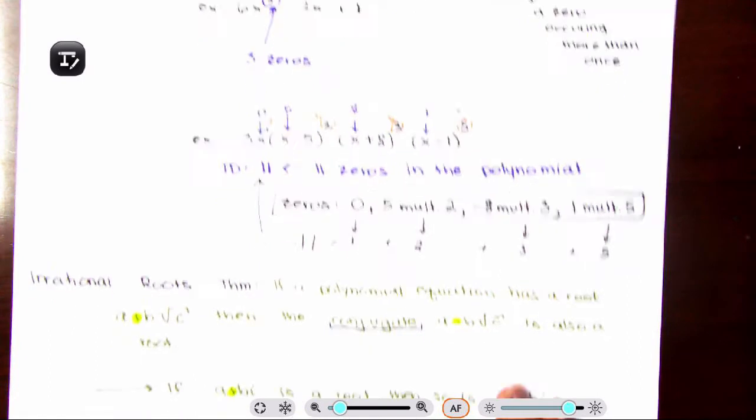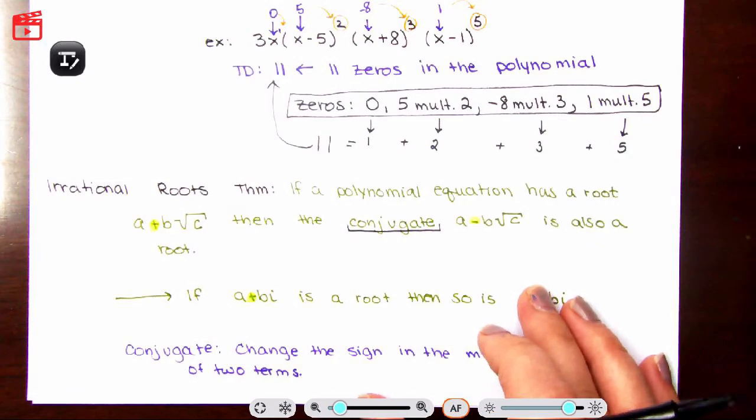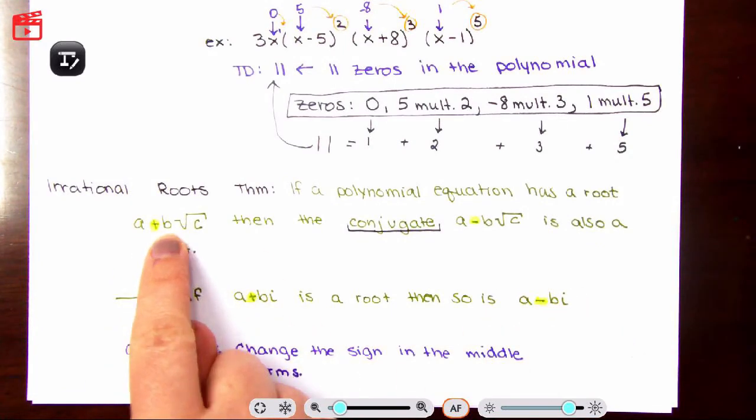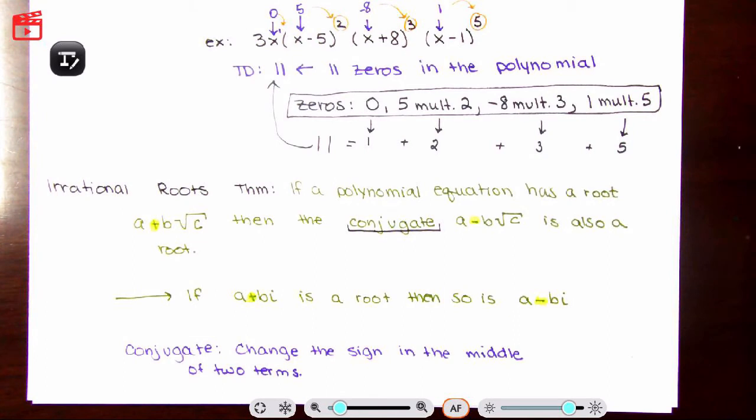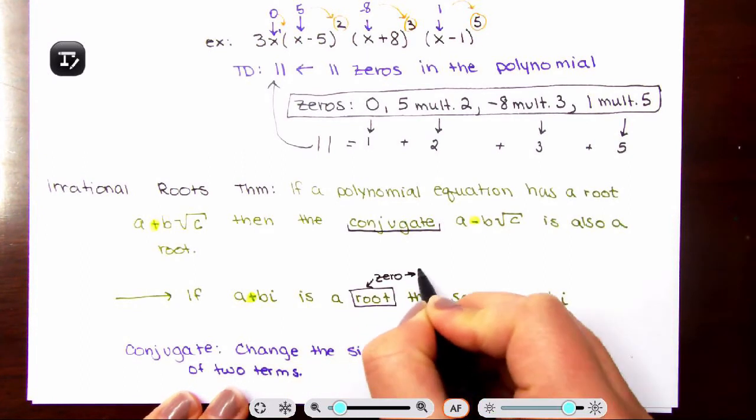All right, now let's talk about the irrational root theorem. Irrational roots says if a polynomial equation has a root of a plus b square root of c, then the conjugate a minus b square root of c is also a root. This also relates to imaginary numbers like i. So if a plus bi is a root, so is a minus bi. Now, what is a root? Again, a root is a zero, an intercept.